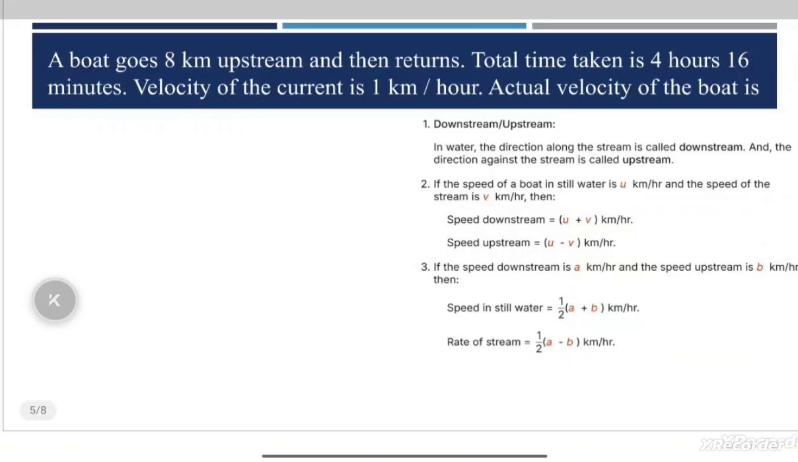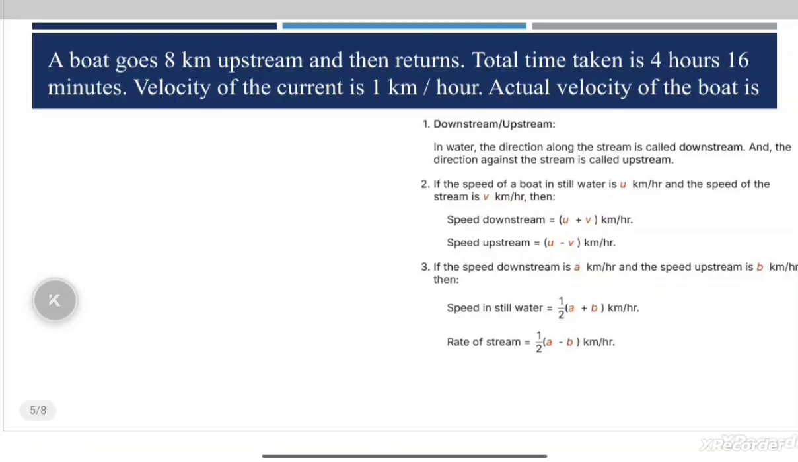Okay, the next question. A boat goes 8 km per hour upstream and then it returns. Total time taken is 4 hours 16 minutes. Velocity of the current. So the velocity here is the speed. Okay, so speed of the current, speed of the stream, is 1 km per hour, and you're asked to find the actual velocity of the boat, the actual speed of the boat.